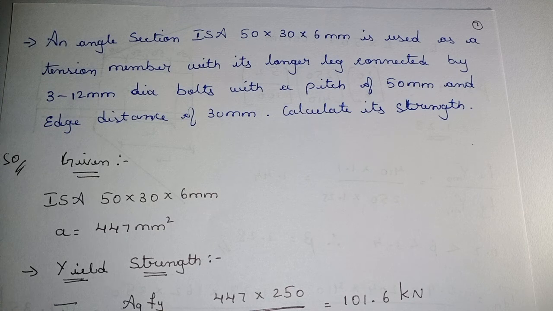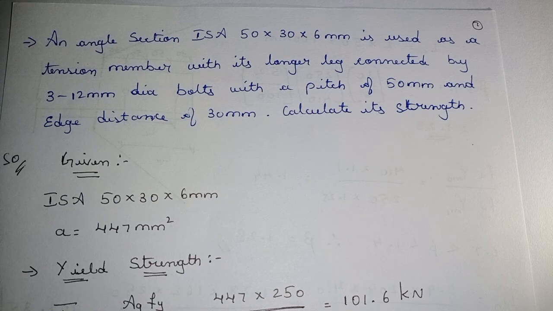Next, the longer leg is connected by 3 bolts of 12 mm diameter. That means you have a gusset plate, and the gusset plate and the angle section are connected along the 50 mm length. The pitch is the distance from one bolt to another bolt, which is 50 mm. The edge distance is from the last bolt to the end of the plate, which is 30 mm. Got it?